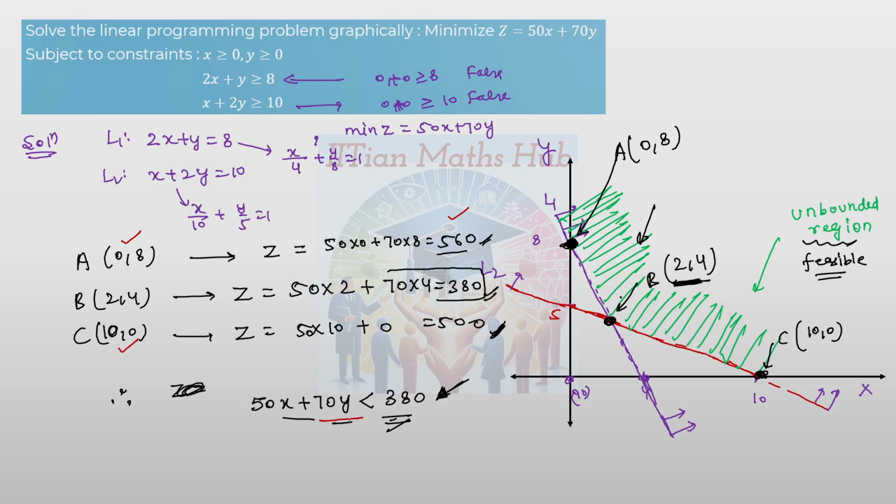Okay, so suppose if we plot this, how much is it? 7 point something, so somewhere here. And y is 380 by 7, that is 5 point something, so somewhere here, right? So it will be passing through this point only.